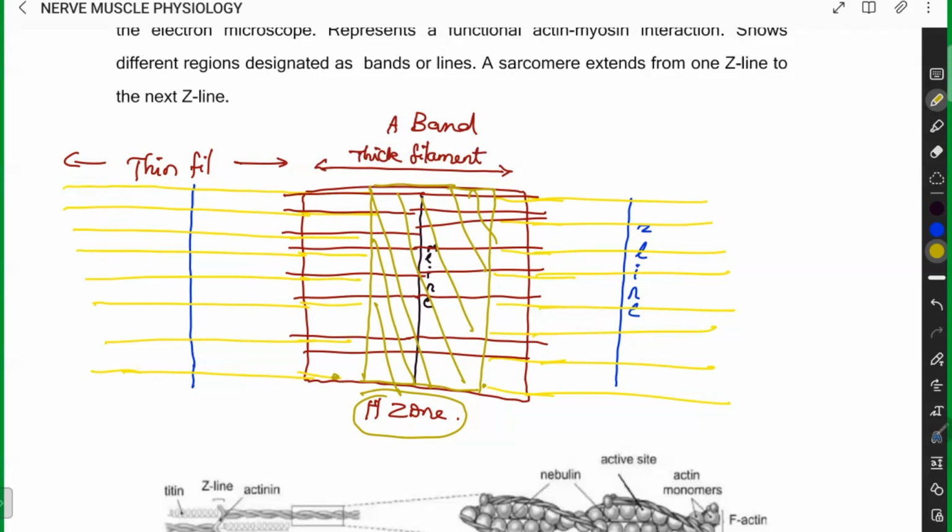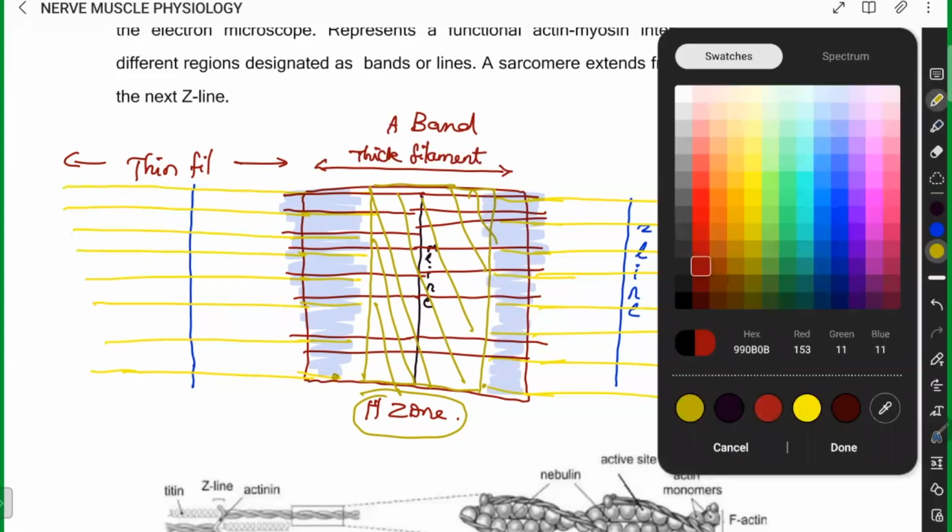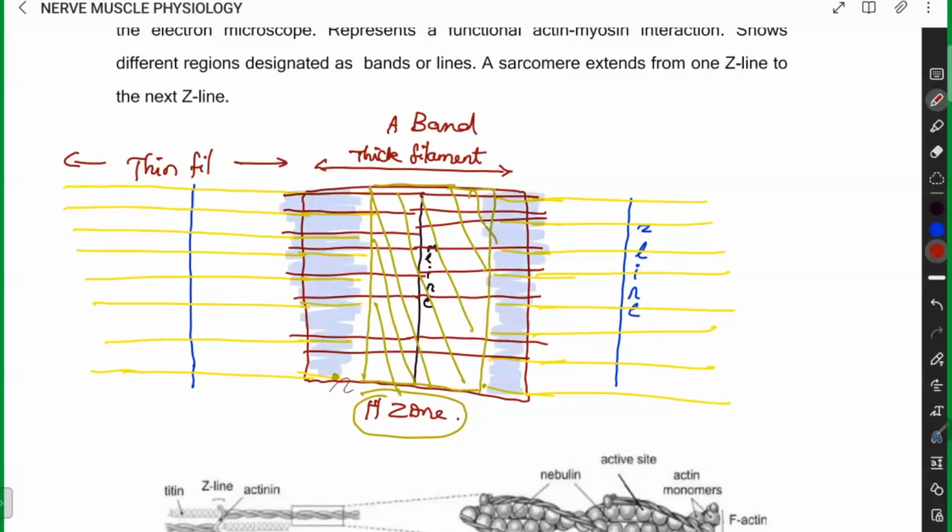C zone is the region where there is going to be interaction between your thick filament and thin filament. Can you understand? See here. This is the place where there is going to be interaction between your thick filament and your thin filament. This place of interaction, you're going to call it the C zone. So first you saw the edge zone, then you're going to see the C zone.